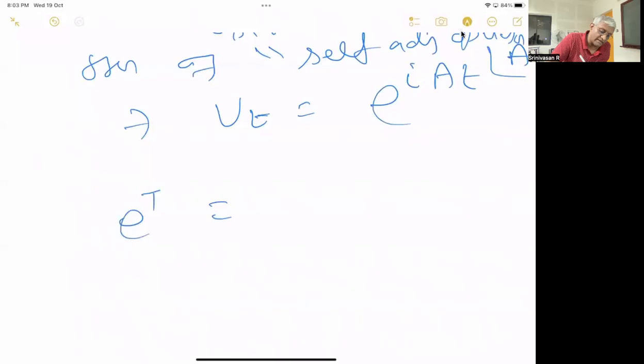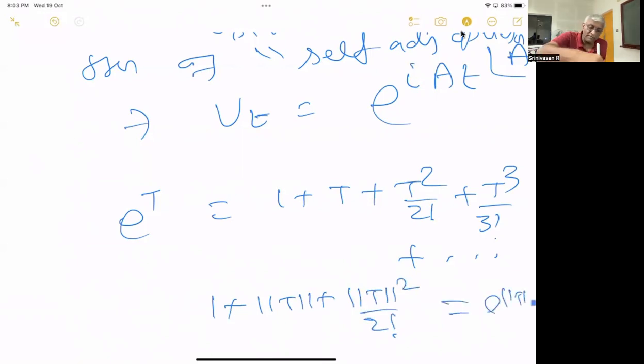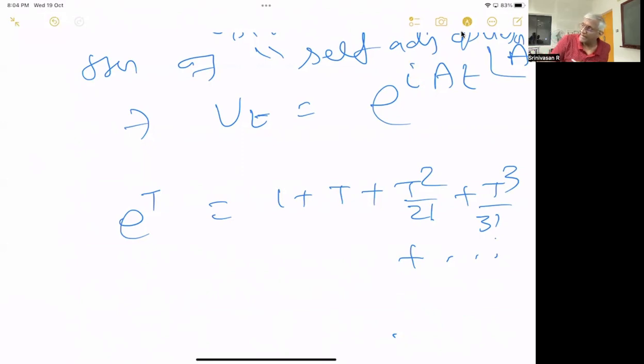For E power T, you can make sense of identity plus T plus T squared by 2 factorial plus T cubed by 3 factorial. You can define it like this, because the summation of norms, 1 plus norm T plus norm T squared by 2 factorial, converges to E power norm T. So it is absolutely convergent, and it will converge in norm anyway. So E power I A T you can make sense of.